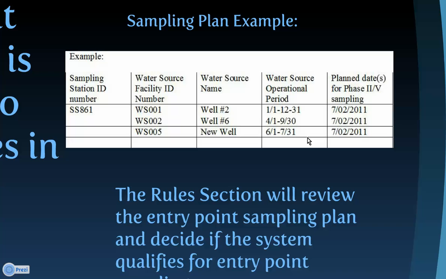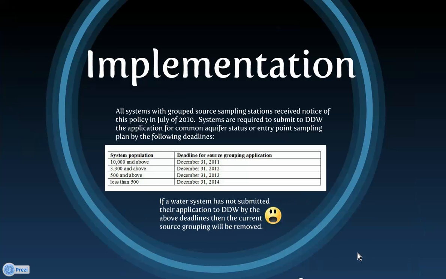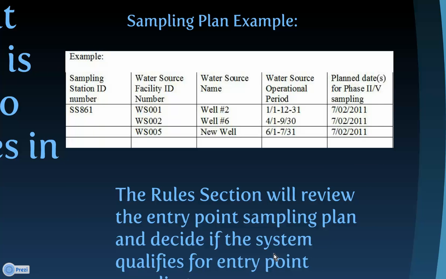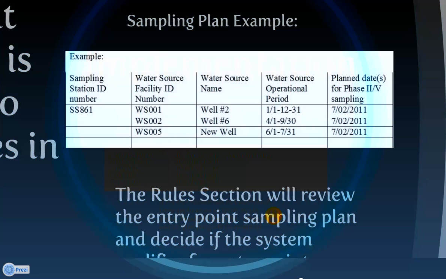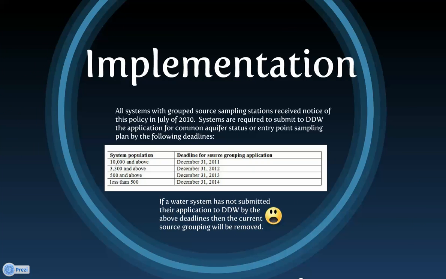So you'll notice that this date here is a date that is representative of when all of these sources are active. So you put together this sampling plan and you send it to the rules section. I'm going to go back one and talk about how you submit that. You submit that to my section, which is the rules section. We review the entry point sampling plan and then decide if you qualify for the entry point sampling. And you get an approval letter or a disapproval letter, and you continue on your merry way. So those are the two different types, the common aquifer and the entry point, and the new policy. So now I'm going to talk a little bit about how we are implementing this new policy.